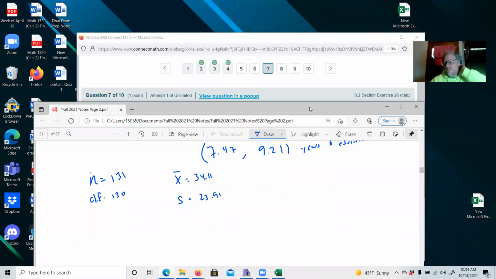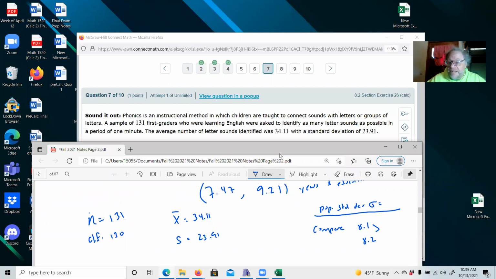We now do a compare and contrast. Look back at one of the problems from 8.1 and notice how they tell you what the standard deviation was. They'll say something like, the population standard deviation was sigma equals. So it's really important. Compare your 8.1 problem to your 8.2 problem. Why are they similar? Why are they different? It's going to go a long way when you're on a quiz. It's like, well, which one do I pick? I don't know. You have to read it.